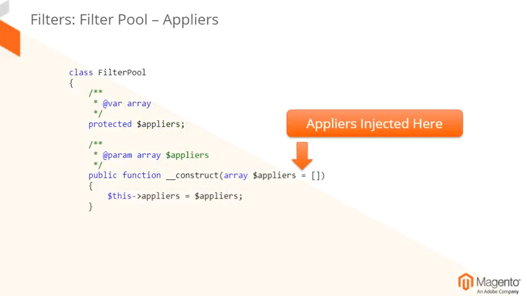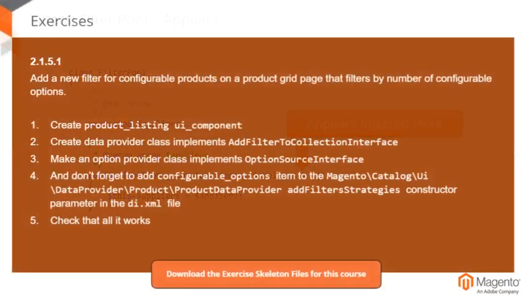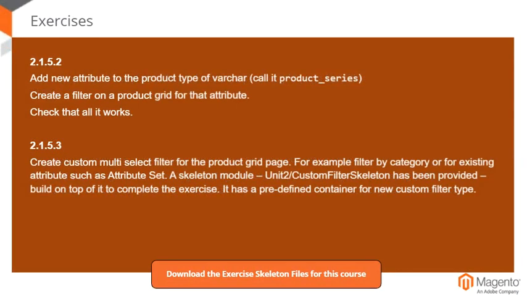As you can see from the second code snippet, the process goes through a list of registered appliers, which it uses to apply a filter. In general, the list of appliers is injected using DI. See your course exercise guide for instructions on how to complete this exercise and the solution.